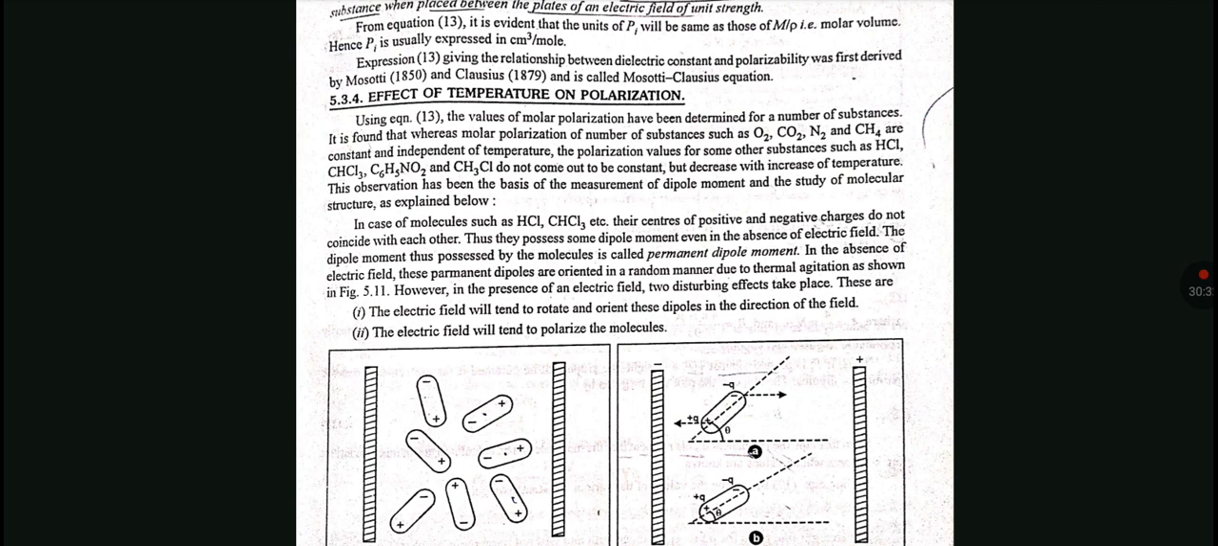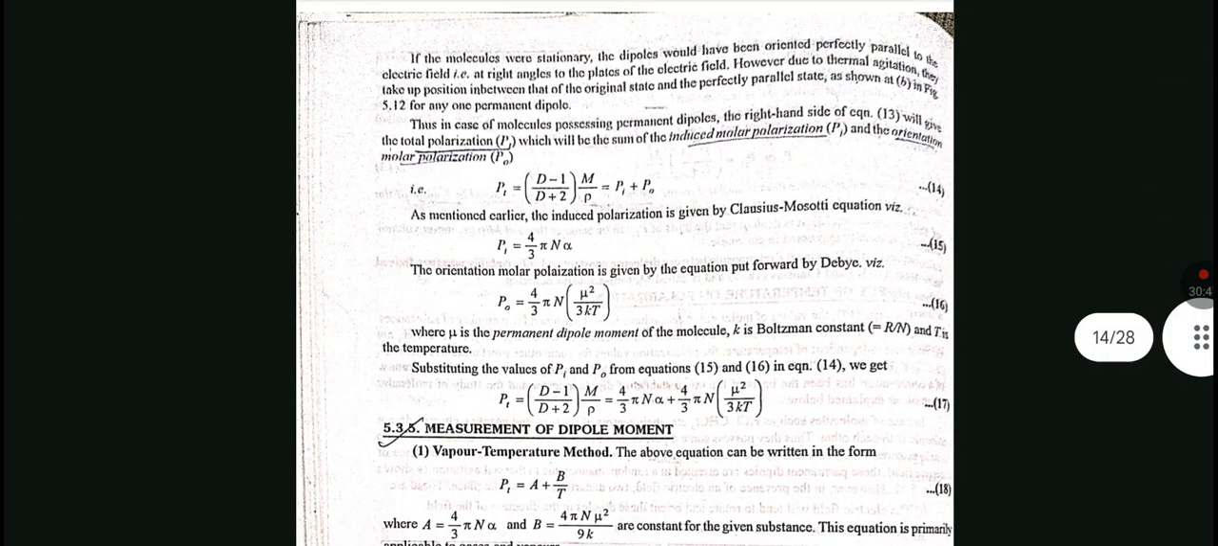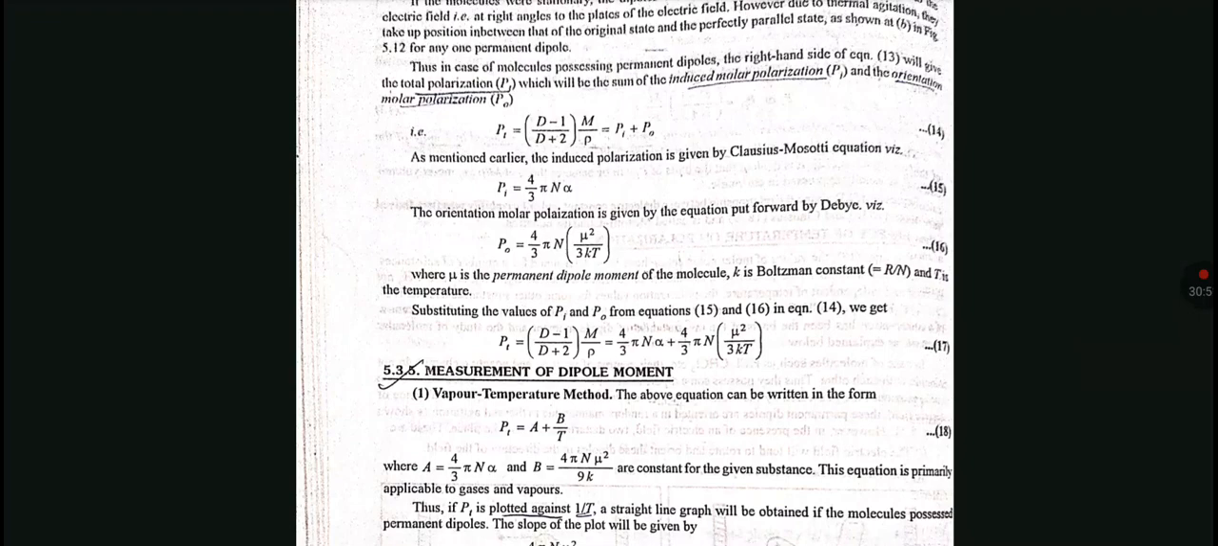However, in the presence of an electric field, two disturbing effects take place. The electric field will tend to rotate or reorient these dipoles in the direction of the electric field, and will tend to polarize the molecules. If the molecules were stationary, the dipoles would be oriented perfectly parallel to the electric field, that is, at right angles to the plates of the electric field.